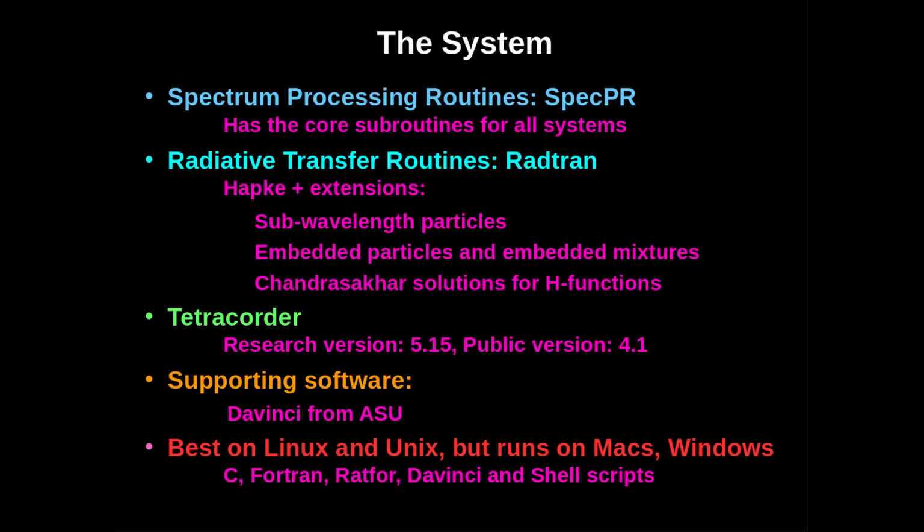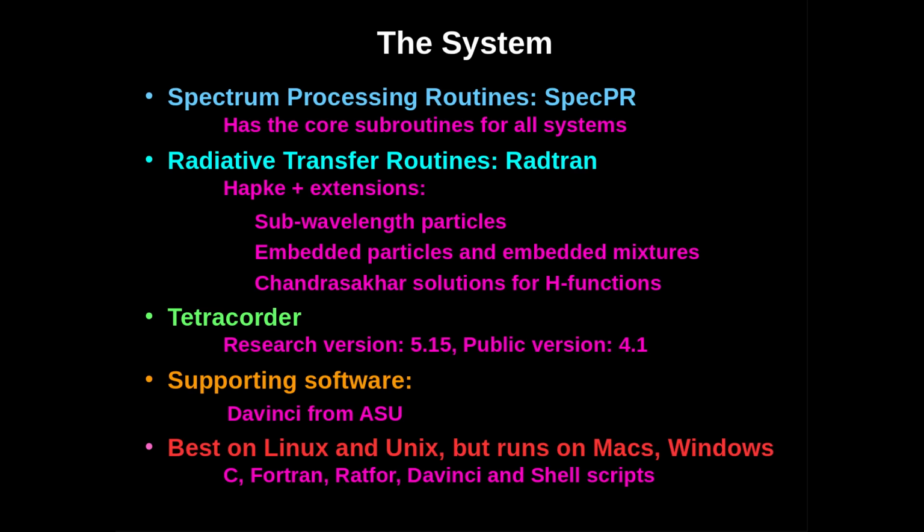The system includes multiple programs on the order of 100,000 lines of code. The spectrum processing routine, SpecPR, is a tool for analyzing individual spectra. It has many core subroutines that are used for the other systems, including Tetracorder. The radiative transfer routines use the Hapke radiative transfer model plus extensions to include sub-wavelength particles, embedded particles, and embedded mixtures, and better solutions for the Chandrasekhar H functions.